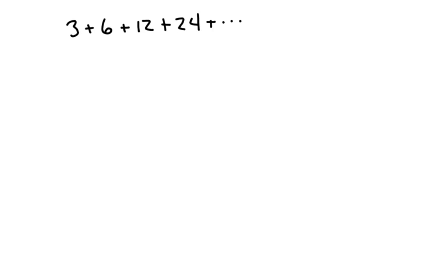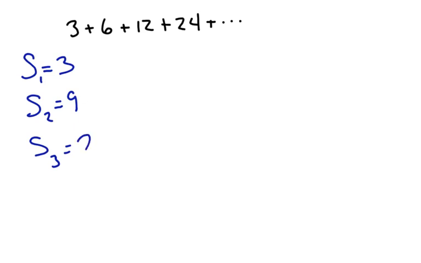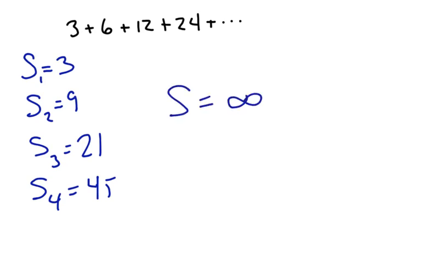Now, if we try that with this geometric series, the first partial sum is 3. The second one is 3 plus 6, or 9. Then we get 21. 21 plus 24 is 45. What's happening with all of these terms, they're just getting bigger and bigger and bigger. And actually, when I add the fifth number to it, that's going to be an even bigger number that I'm going to add onto this pile. And as we continue this, this infinite sum is just going to get bigger and bigger and bigger.